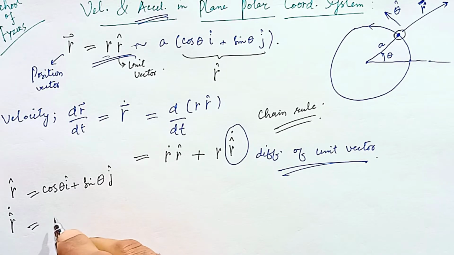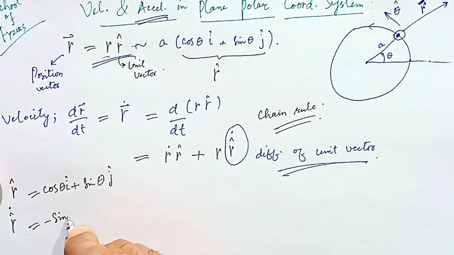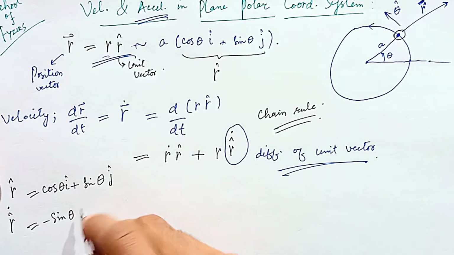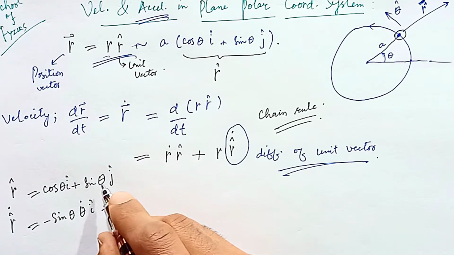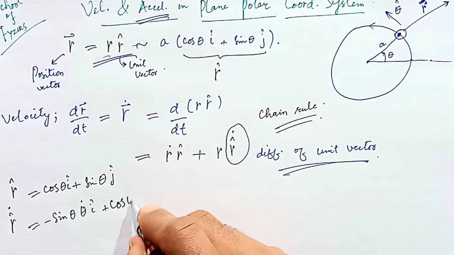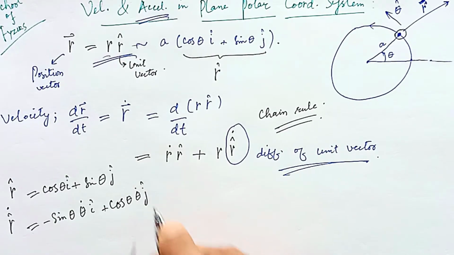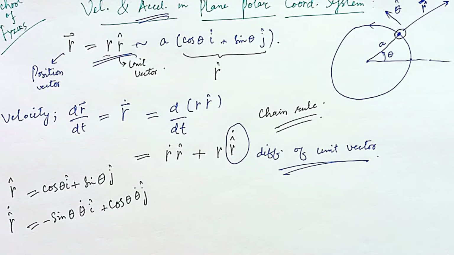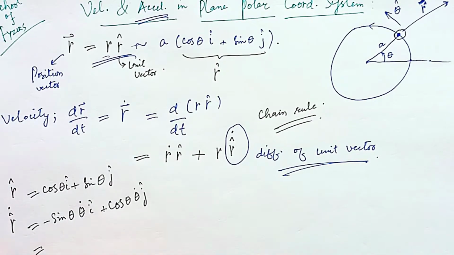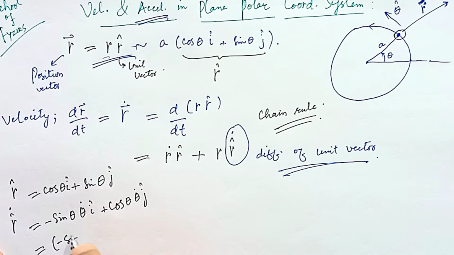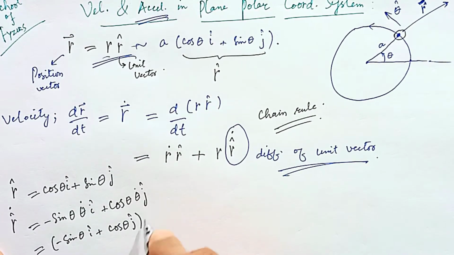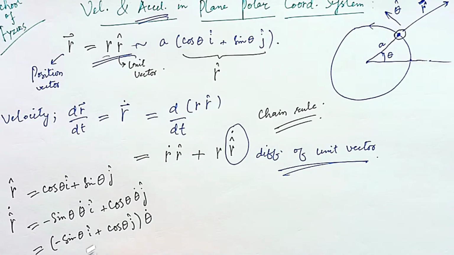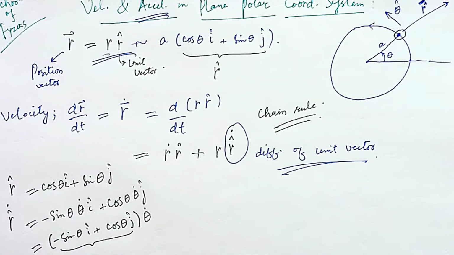Differentiation of cosine theta is minus sine theta, and the theta differentiation is theta dot, along i, plus differentiation of sine theta is cosine theta, and theta dot along j. Taking theta dot outside, we get minus sine theta i plus cosine theta j, with theta dot outside the brackets. I have already told you this in the previous lecture, if you remember.